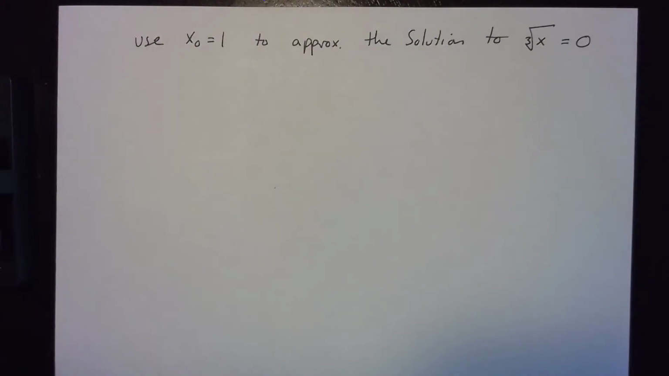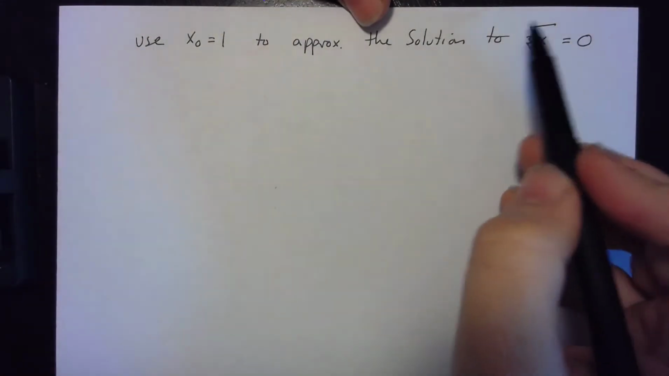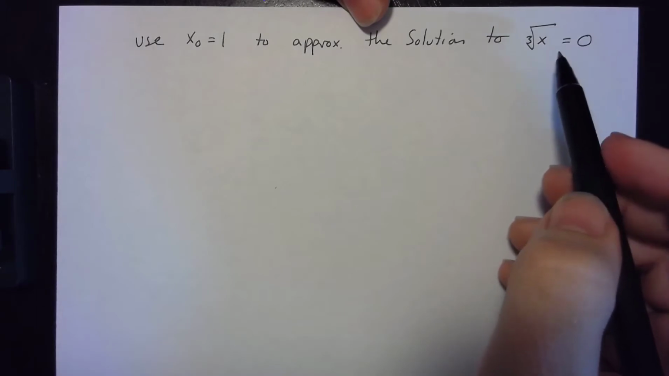In this video, we're once again looking at Newton's method. We want to use x0 equals 1, or again x1 equals 1, to approximate the solution to the cube root of x equaling 0. Now, I'm doing this example for two reasons. Number one, this is a very clear equation that we can solve. Again, we can cube both sides and get x equals 0 very easily.